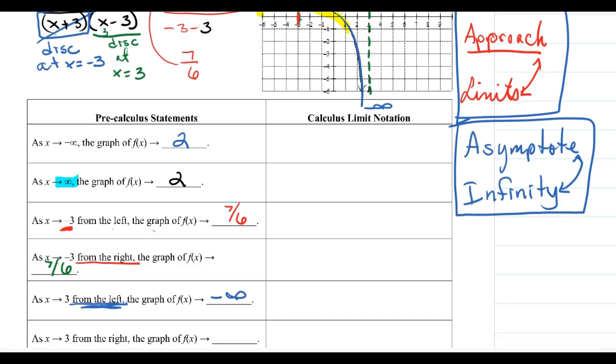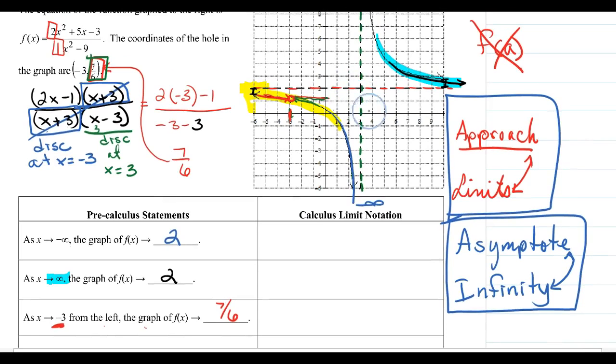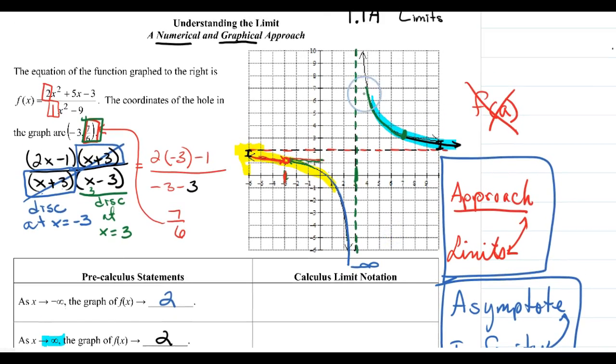What about when I approach 3 from the right? Here's 3. Here's the right. I head up, up, up, up. What have we got? 5, 7, 8, 9, 10. I'm continuing to climb. I'm heading toward that asymptote. I am approaching +infinity.